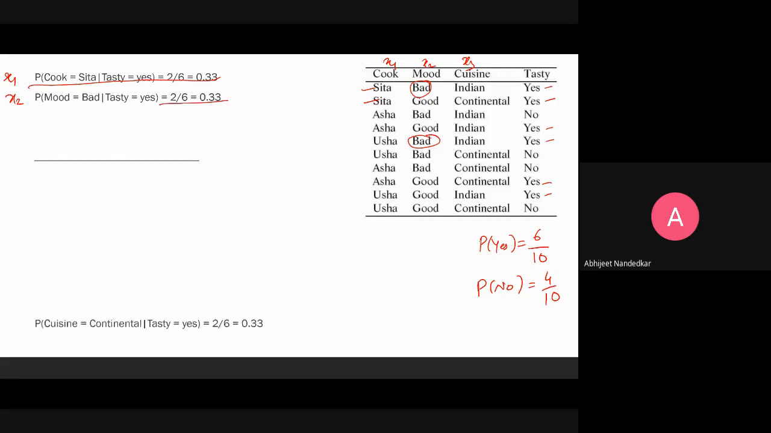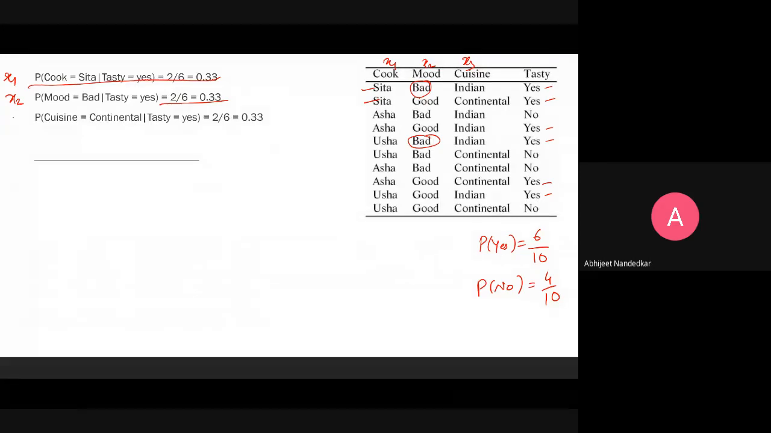Then we go to the third variable, that is x3. Now what I want is that cuisine is continental and food is tasty. So now I don't care about the variables x2 and x1. I just care about x3. Just go to the 6 samples where taste is yes. So there are 6 samples, and out of that, how many times does continental appear?